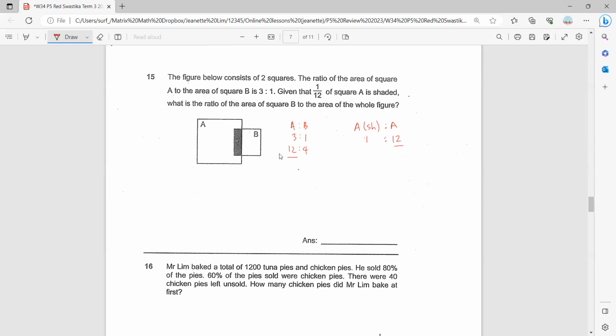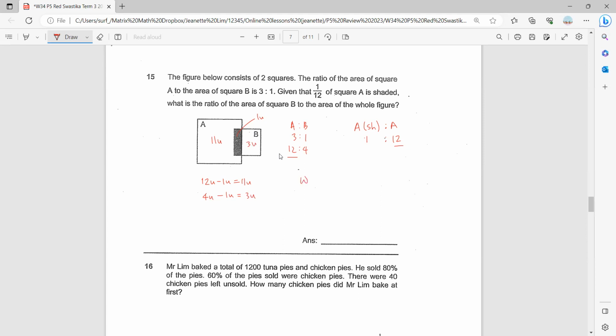Then I'll label the diagram now. So this part here is 1 unit, the shaded part is 1 unit. Then the unshaded part of A is not 12, so 12 minus 1. So this is 11 units. So whenever you see a diagram like that, it's best if you label down the units for each part. Then the unshaded part of B, since B is 4U, minus 1U, so this is 3 units.